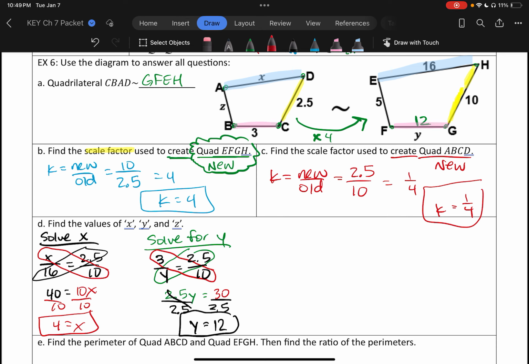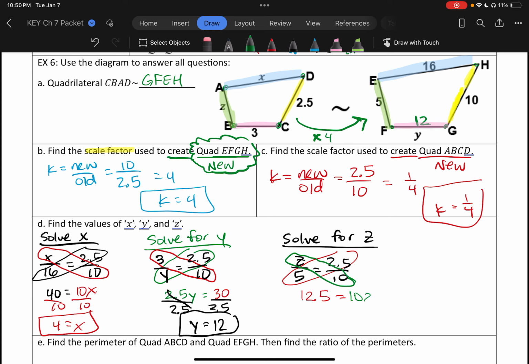Sometimes it's pretty obvious, sometimes it might not be. So for z, some of you guys might see what the answer could be by using the scale factor. Or if you don't, that's okay. You can always just set this up as a proportion, right? So this z corresponds to 5. So setting this up, I have z over 5 is equal to, again, I'm using yellow over yellow, 2.5 over 10. Cross multiplying here, 5 times 2.5 gives us 12.5. And that's equal to, well, 10 times z is 10z.